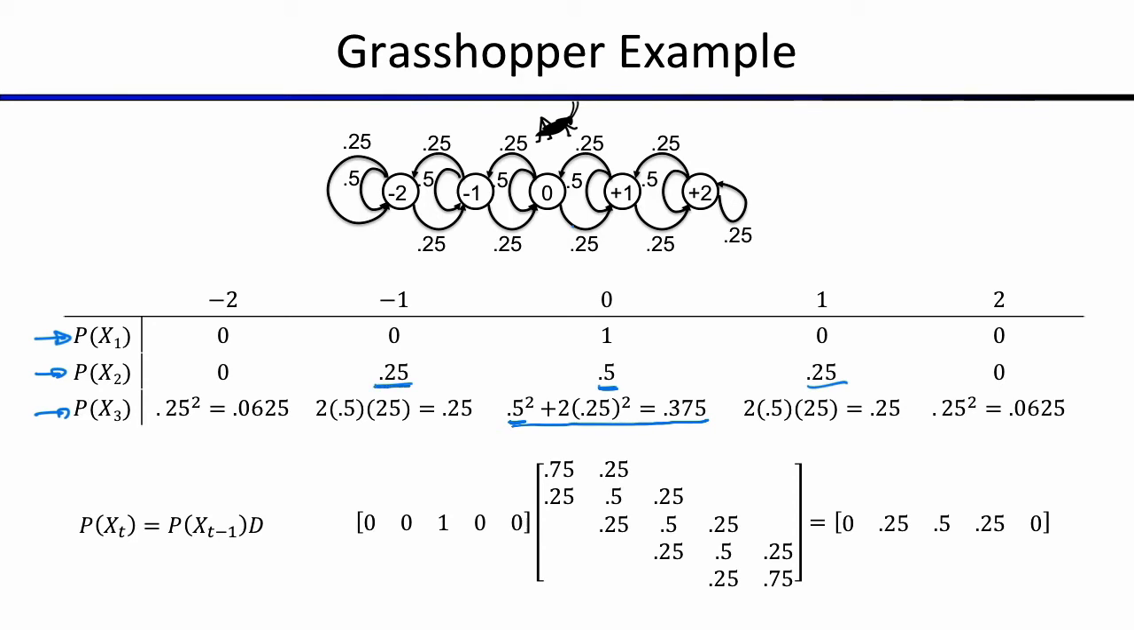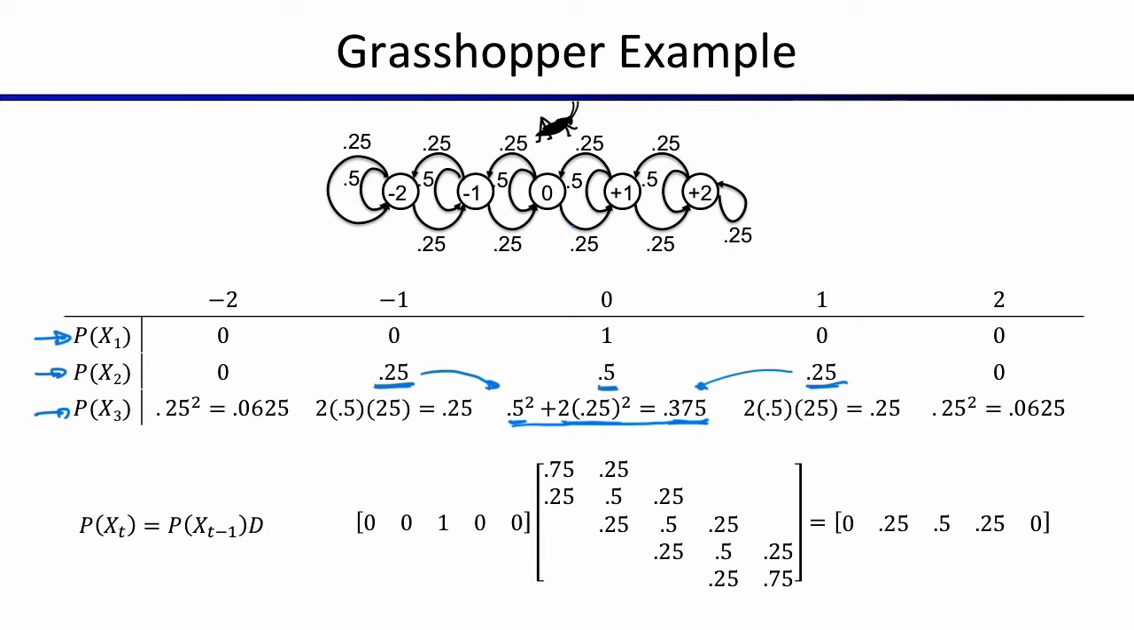I was here, so the grasshopper was here, and it decided to come to the right. So it's going to be 0.25 times the transition probability of moving from -1 to 0, that is 0.25. The other possibility is it was here, and it decided to jump to the left from the position 1 to the position 0. So the previous probability was 0.25, and the transition probability is also 0.25. So it's going to be 2 times 0.25 squared. So we computed that, it's going to be 0.375.